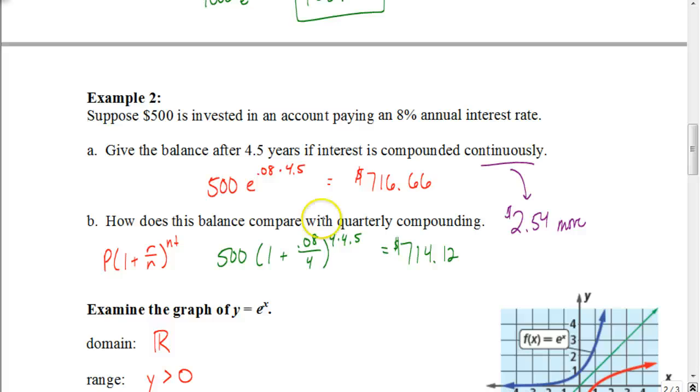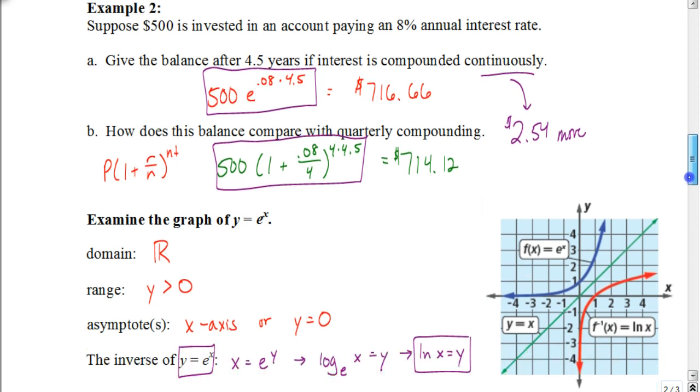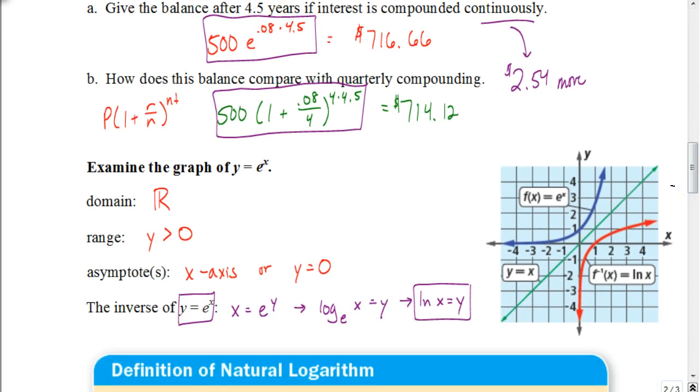So again, this large formula is a lot harder to remember than the simple formula of PERT, and PERT gives us a good estimation. Now let's look at the graph of e to the x power. That's going to be this one right here. So this is an exponential growth function, just like we've mentioned earlier.